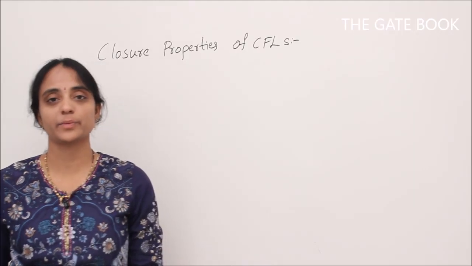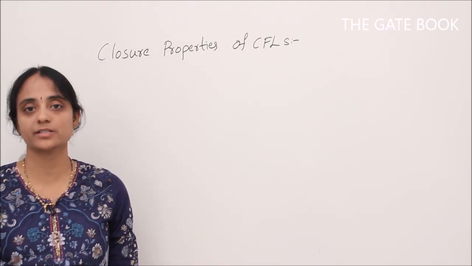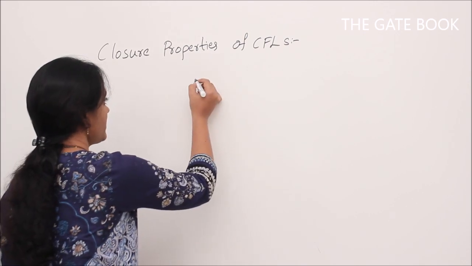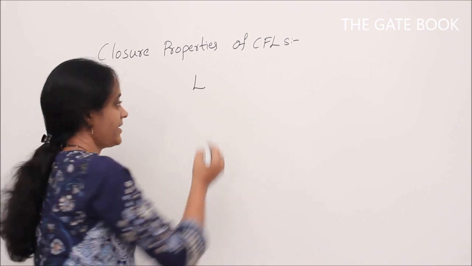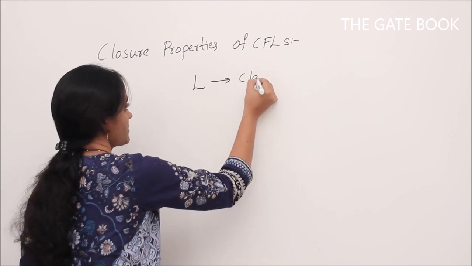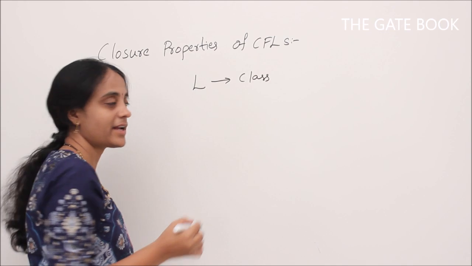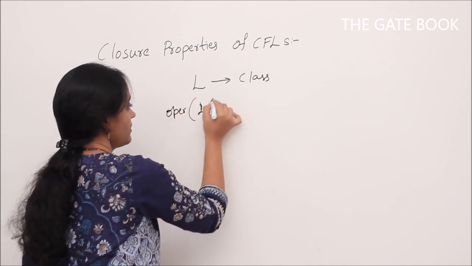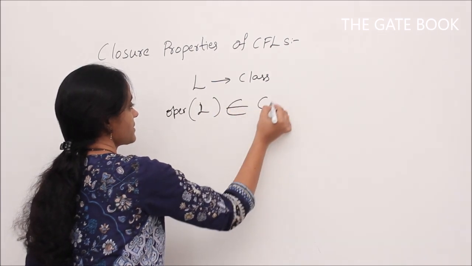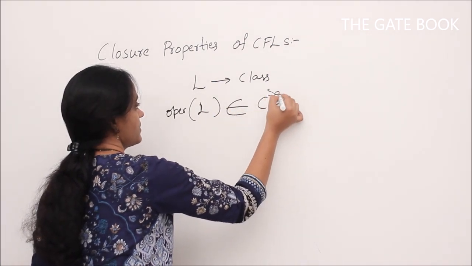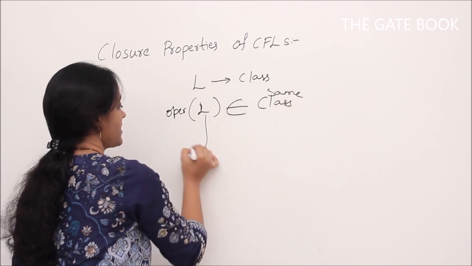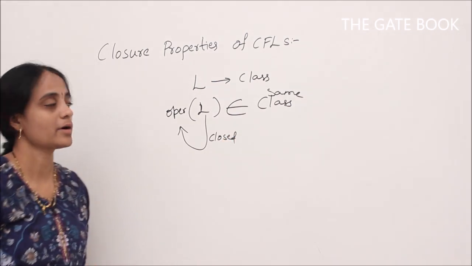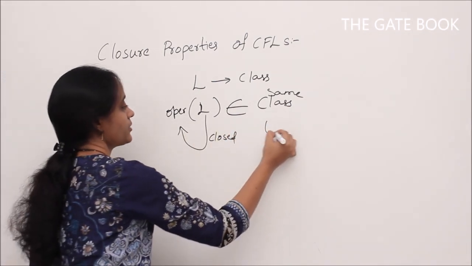Now let's see closure properties of context-free languages. So what is the closure property? We already know, right? Closure property says that if we take a language L and it belongs to a particular class, then even after applying an operation on that L, if it still belongs to this same class, then we say that this language is closed under this operation. Correct? So first let's start with union.